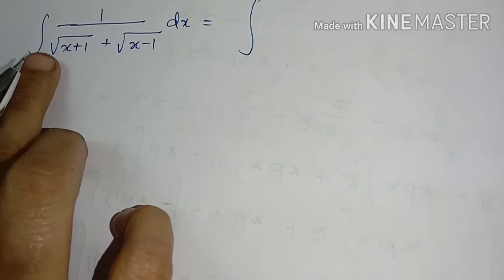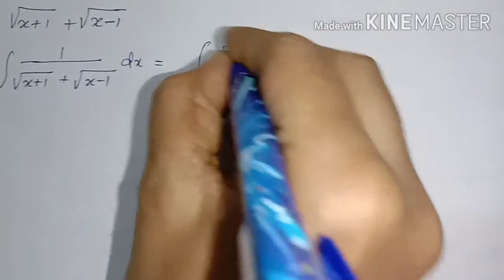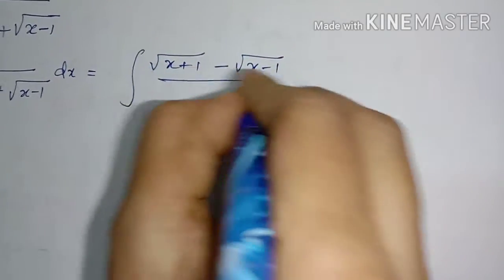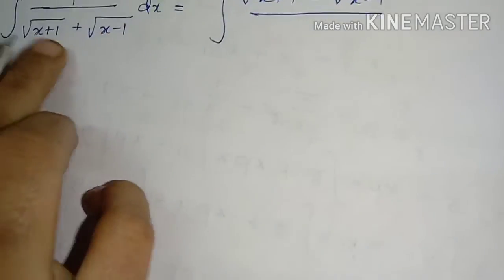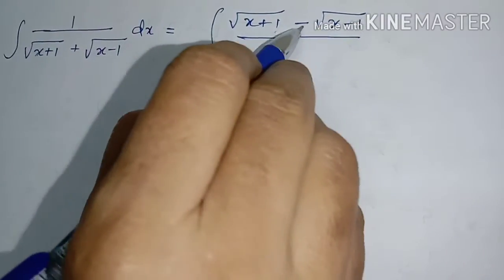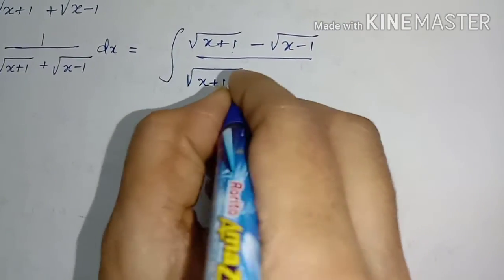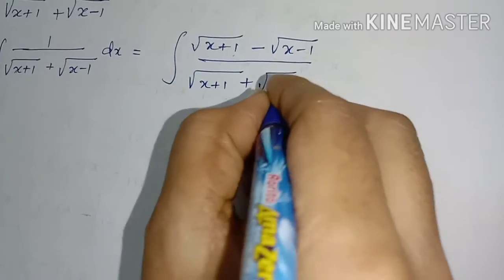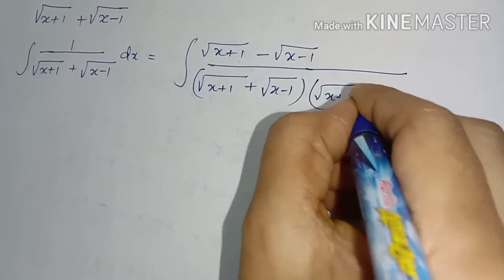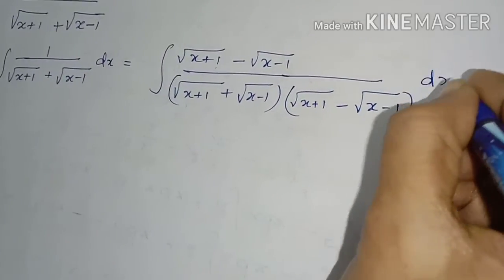What is the conjugate of root of x plus 1 plus root of x minus 1? Root of x plus 1 minus square root of x minus 1, because I am multiplying the conjugate with the numerator as well as with the denominator. So root of x plus 1 minus square root of x minus 1 divided by square root of x plus 1 plus square root of x minus 1 into square root of x plus 1 minus square root of x minus 1 dx.